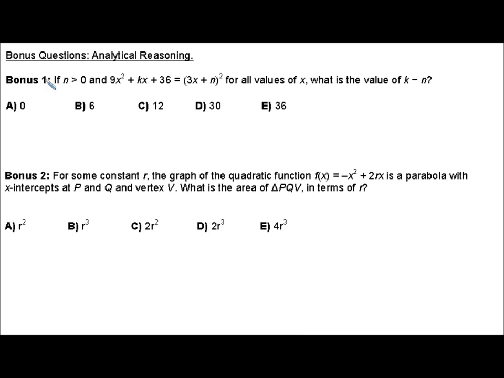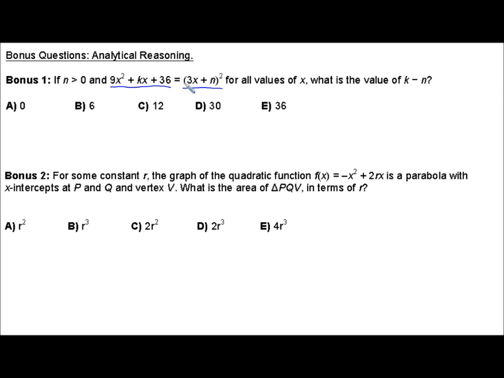Alright, so let's start with this problem here. If n is greater than 0, and 9x squared plus kx plus 36 equals (3x plus n) squared for all values of x, then what is the value of k minus n? A lot of students just freak out just because of the sheer number of letters in this problem instead of numbers. But let's remember this identity, meaning two things that are equal. So 9x squared plus kx plus 36 is the same value as (3x plus n) squared.